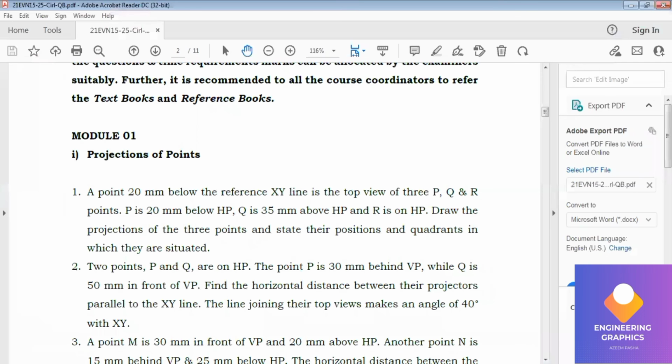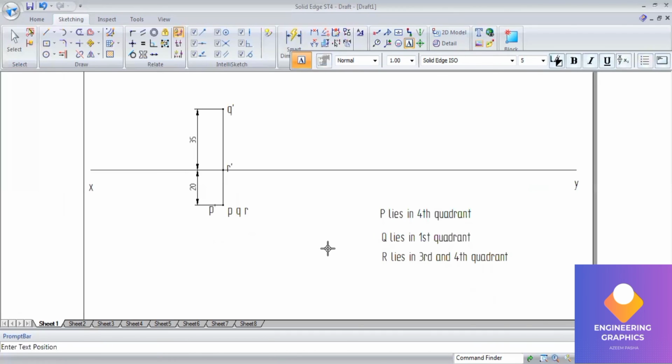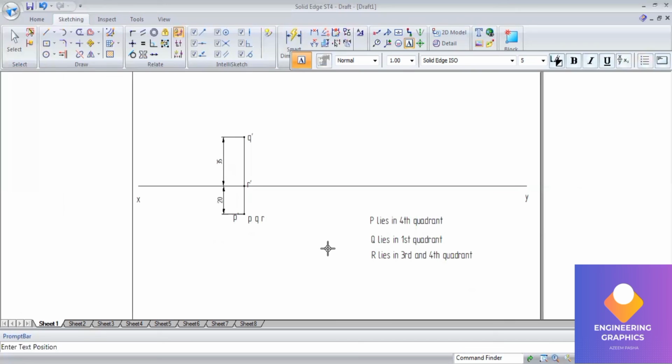So that completes the first problem in the projection of points. So now we have to take the second problem.